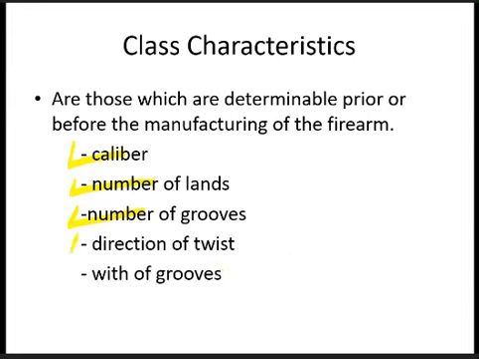And of course, we have the direction of the twist, or what we call the pitch of rifling. The direction of the twist is only either right or left twisting. The twisting of the projectile while inside the barrel of the firearm is caused by the presence of lands and grooves.